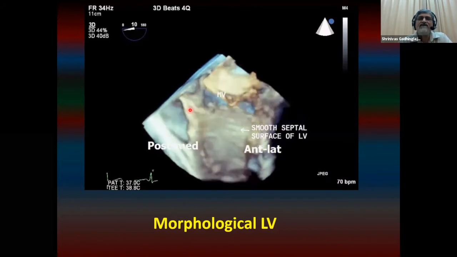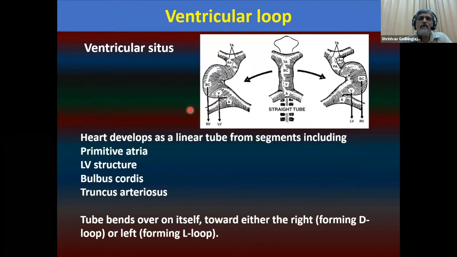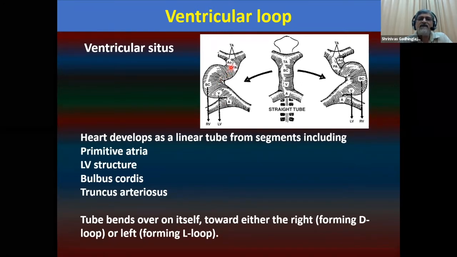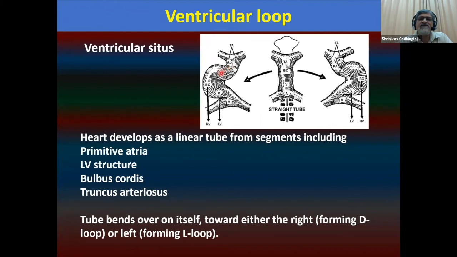This is how you can identify the RV and the LV. Now coming to the ventricular loop. The heart develops as a linear tube from different segments, that is the primitive atria, then the ventricles, bulbus cordis, and the truncus arteriosus. Now in a normal condition, this tube bends on itself.